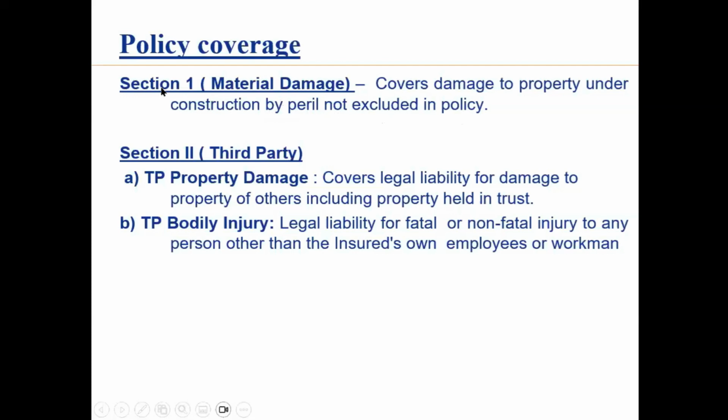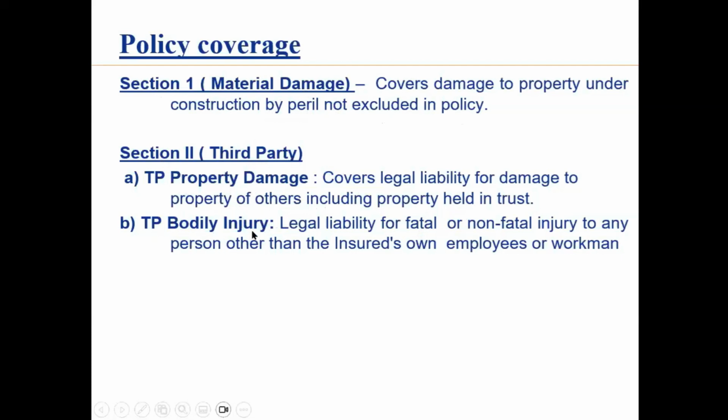So, section 1 is material damage. Section 2 is third party. Third party falls under two categories. Third party property damage, TPPD we call it. So property damage covers legal liability for the damage to the property of others. Third party means property of others, including property held in trust. So that kind of property, if it is damaged, it is covered under section 2.